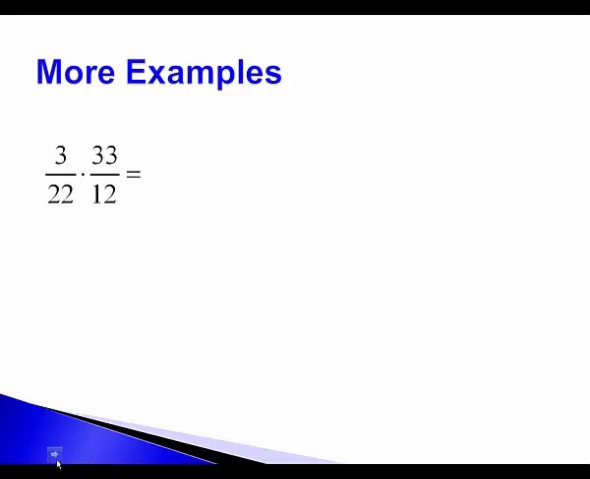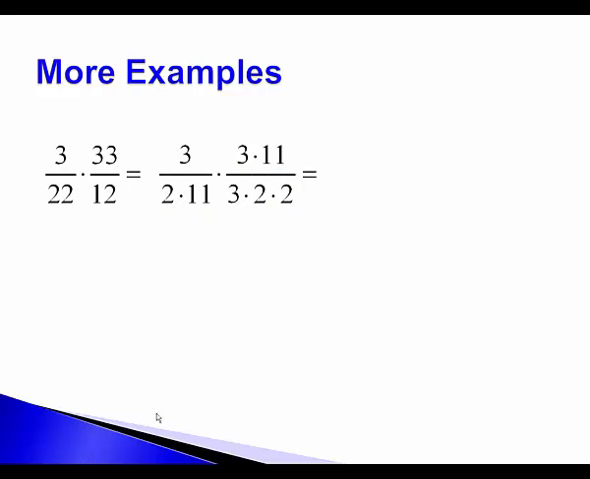We're going to begin by factoring the numerators and denominators. So I started this by saying the 3 is prime. I simply wrote it down. I factored the 33 into 3 times 11. The 22 factored into 2 times 11, and the 12 factored into 3 times 4, which I went on and broke down into 2 times 2.